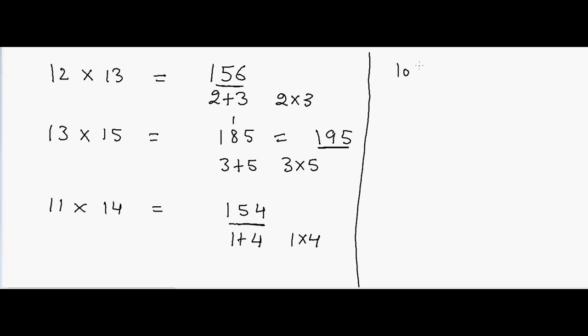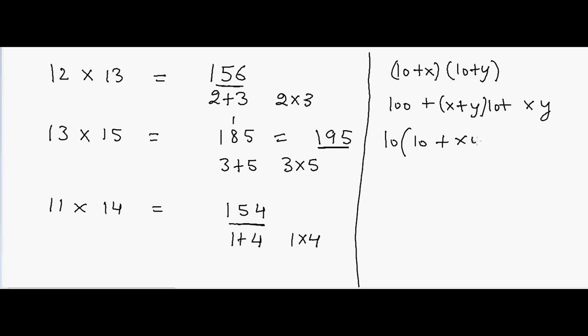If we have 10 plus x and then 10 plus y, we are taking 10 as a base, and these numbers are close to 10. So if we solve this, it will be equal to 100 plus 10x plus 10y plus xy. So if we solve this, it will be equal to 10 times (10 plus x plus y) plus xy.